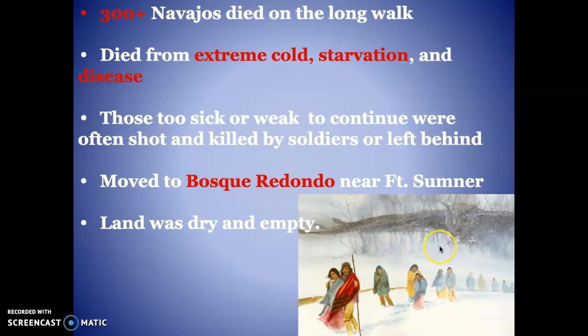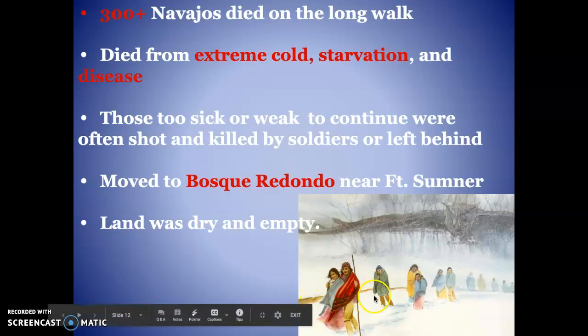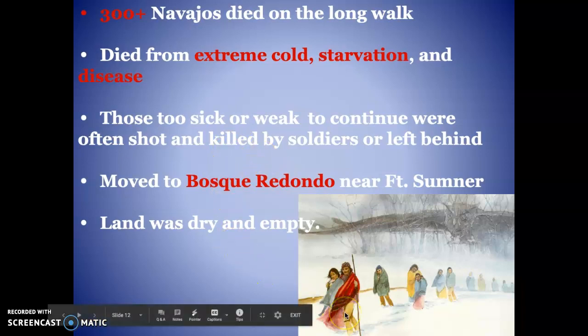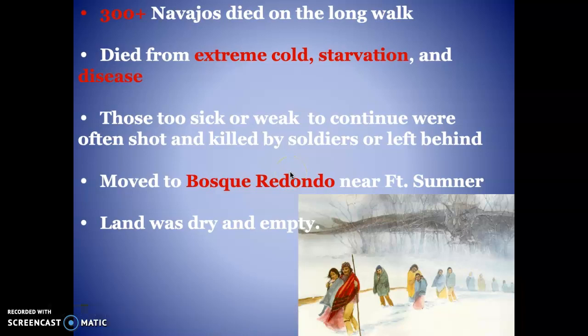So this image is actually supposed to be a depiction of the Trail of Tears, which was happening in the East. All over America, there was a forced removal of Native Americans from their homelands to these newly created reservations. And it was in terrible conditions. Many were killed. In New Mexico, the Navajo moved to the Bosque Redondo, which was near Fort Sumner.